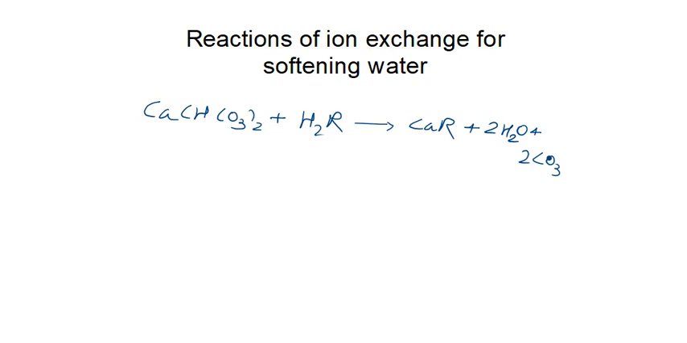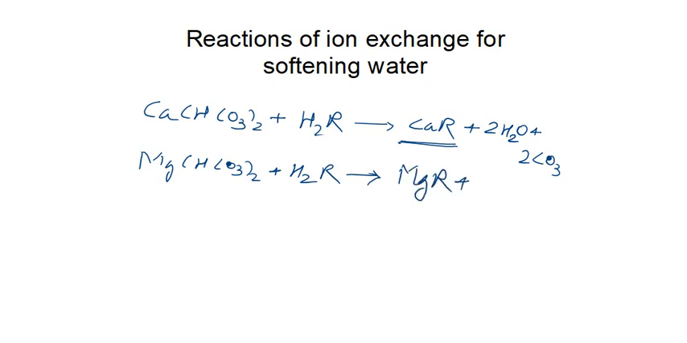And thus the resin is now exhausted. That part of resin which took up the calcium is now exhausted. A similar reaction can be written for magnesium, which reacts with the resin to give MgR, the exhausted resin, and similar products.